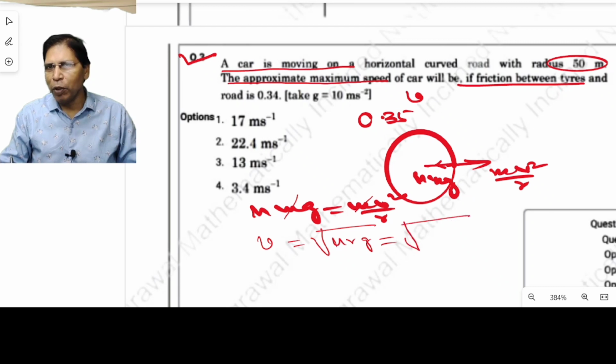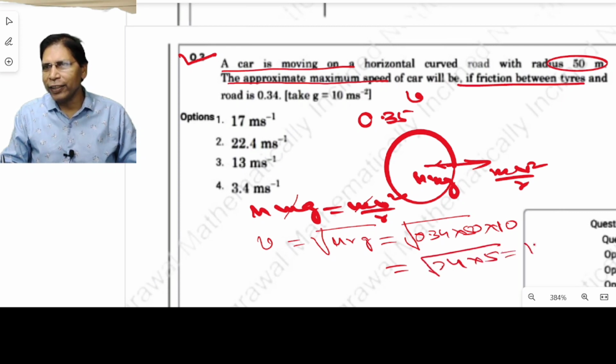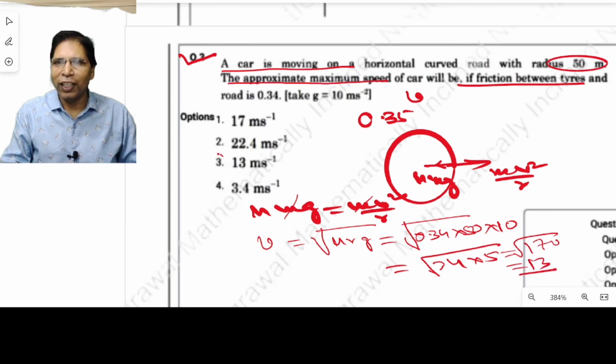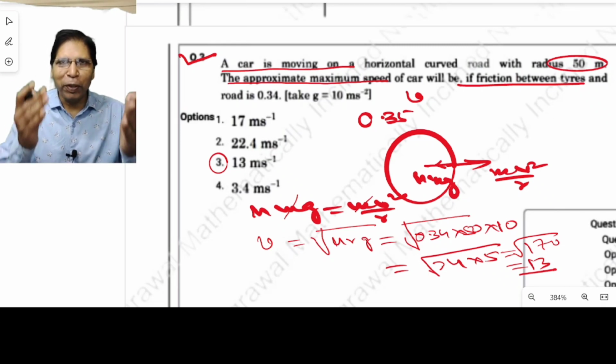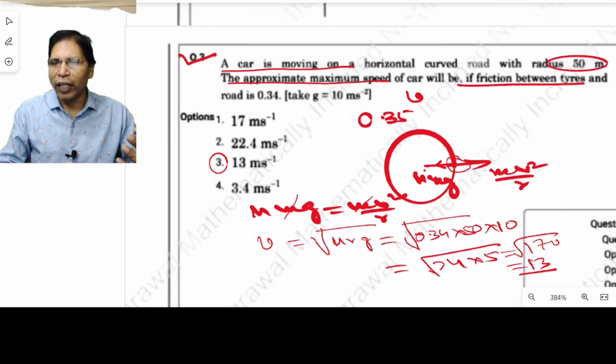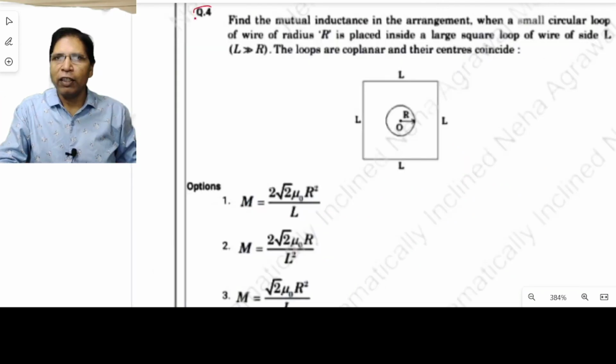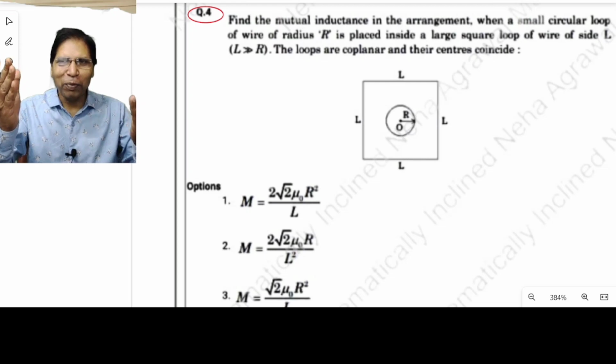Here mu is 0.34, r is 50, and g is 10. So this is 34 into 5, root under 170. Now 170 is about 13 squared, so velocity is 13 meter per second. This solution becomes extremely easy if you draw the free body diagram at this point. Understood? Next, now look at question number 4.